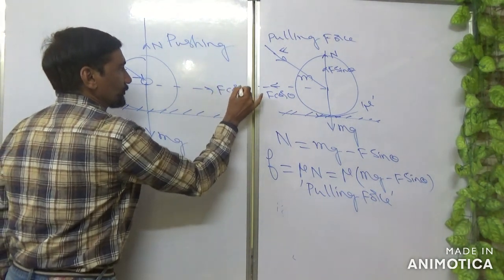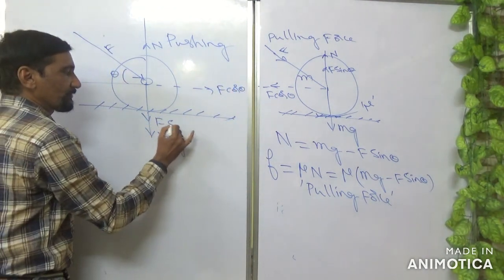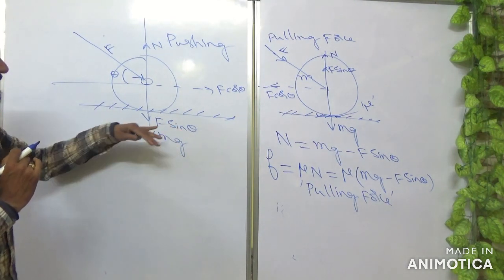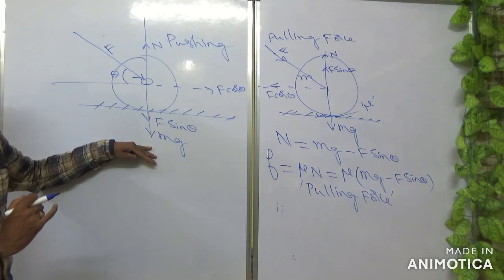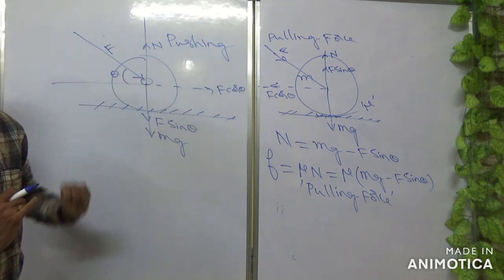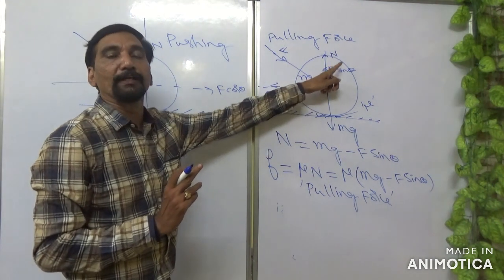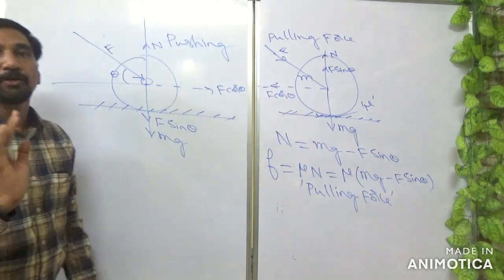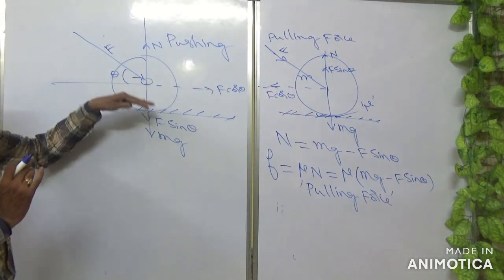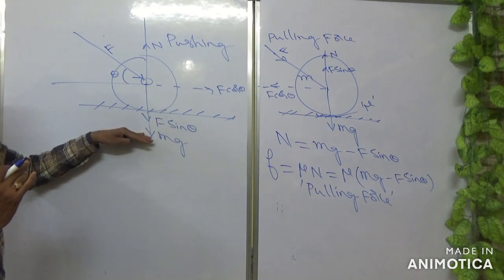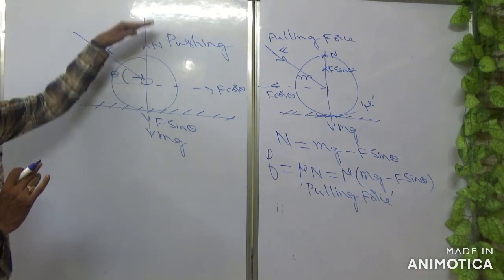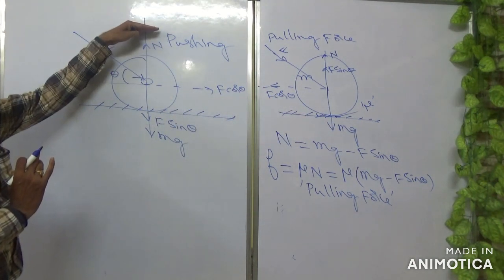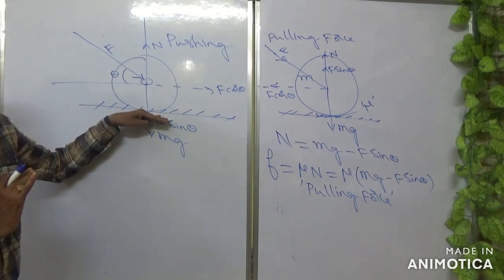F cos theta, F sin theta. So if you notice, this F sin theta is added towards weight, instead of normal reaction. So this is very, very important. In case of pulling force, F sin theta is added towards normal reaction. In case of pushing force, F sin theta is added towards weight. The roller is not moving up and down, it's only moving horizontally. That means upward forces are balanced by downward forces.